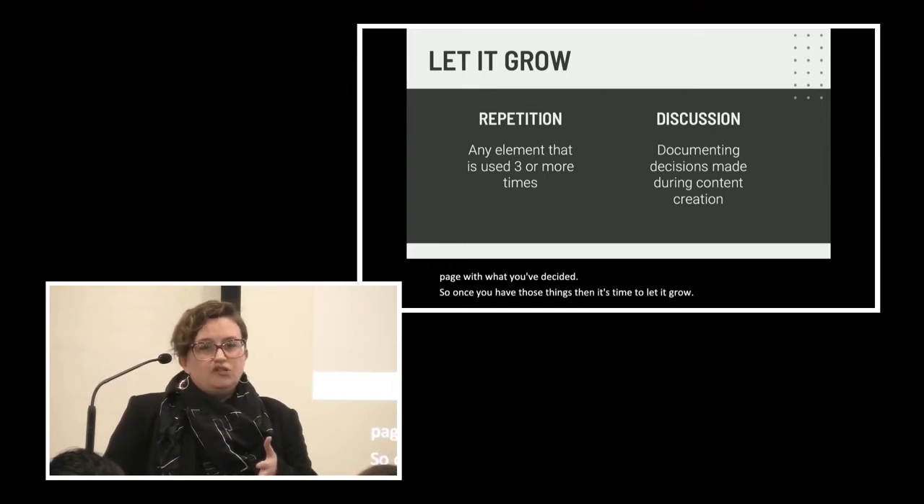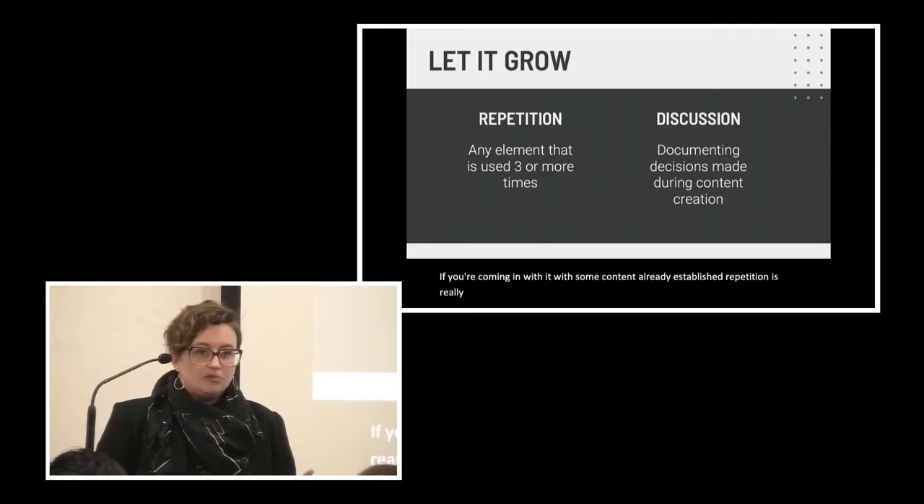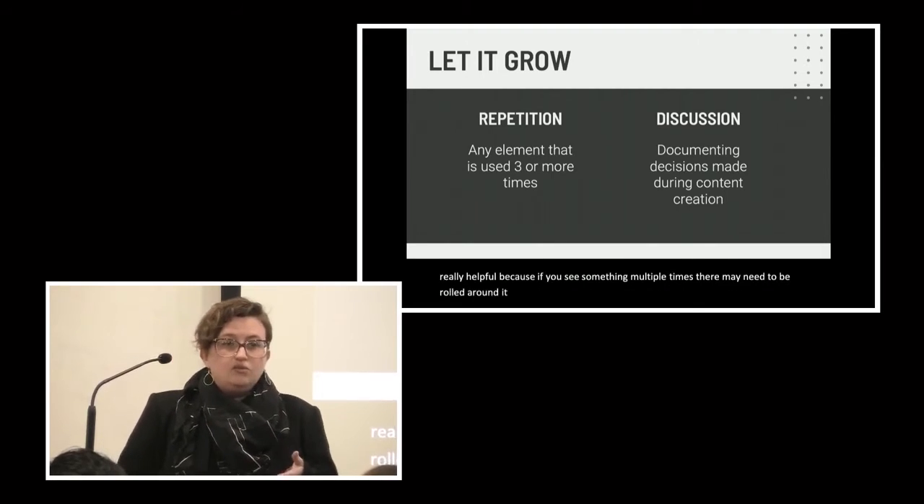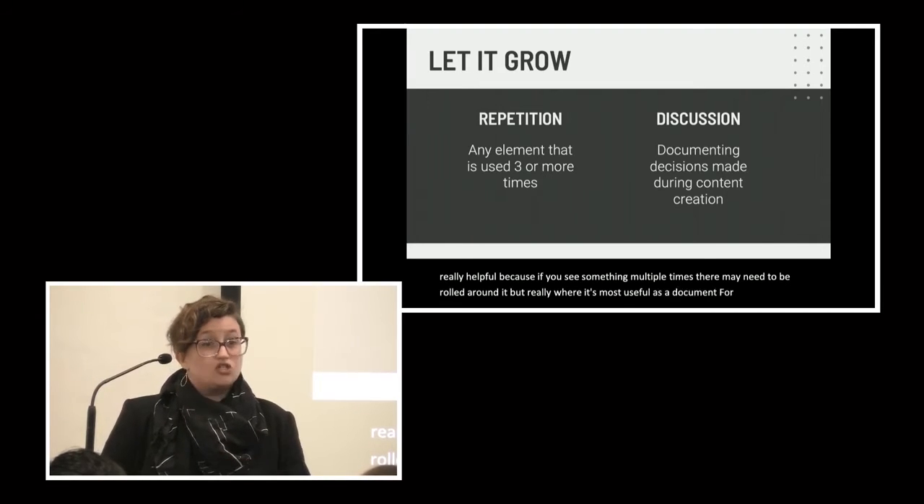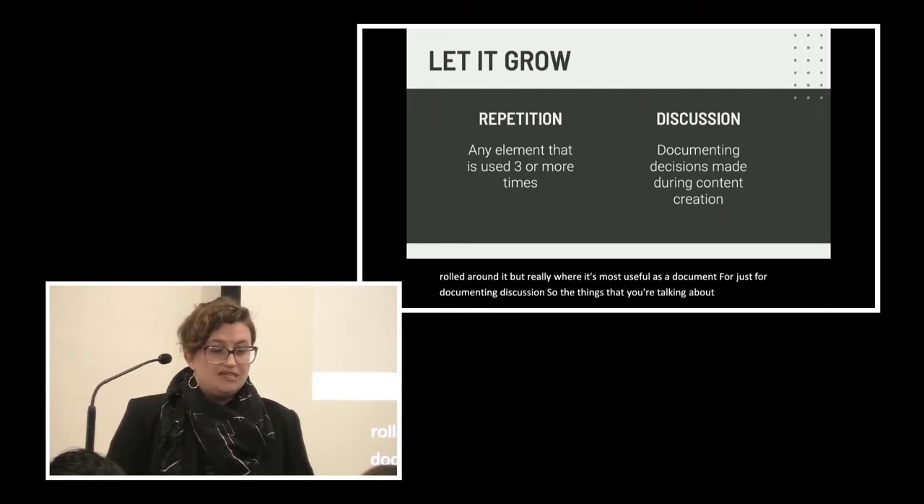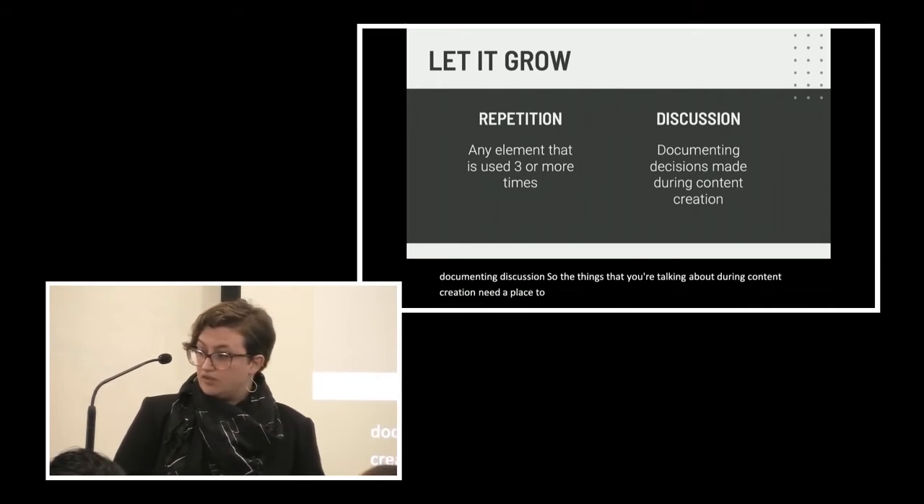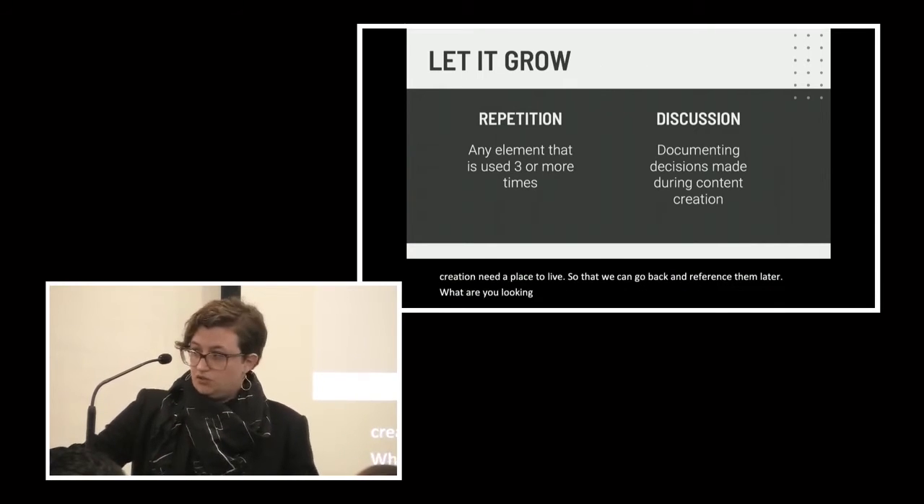If you're coming in with some content already established, repetition is really helpful, because if you see something multiple times, there may need to be a rule around it. But really, where it's most useful is as a document for documenting discussion. So the things that you're talking about during content creation need a place to live so that we can go back and reference them later. So what are you looking for? Either repetition or discussion.